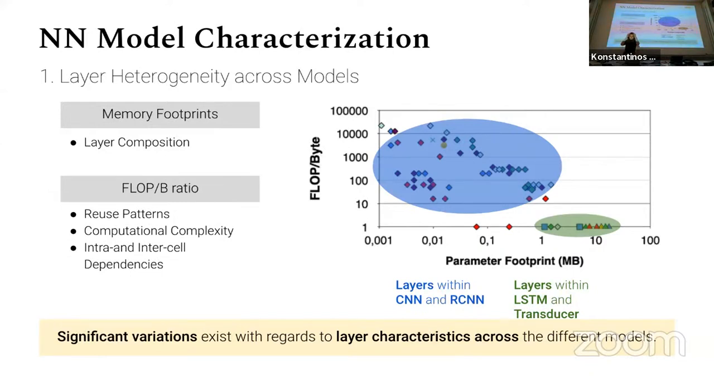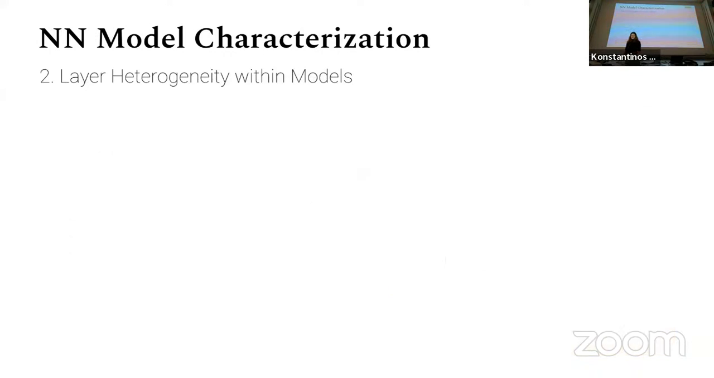And they have a lot of intra- and inter-cell dependencies, which are not taken into account during scheduling of these layers, because as I've mentioned, they have recurrent links. And they have these different gates which do matrix computation. So instead of doing all of these matrix computations at the same time, usually the TPU schedules them in series, which leads to a very low reuse of parameters, right? But this is not the only thing.